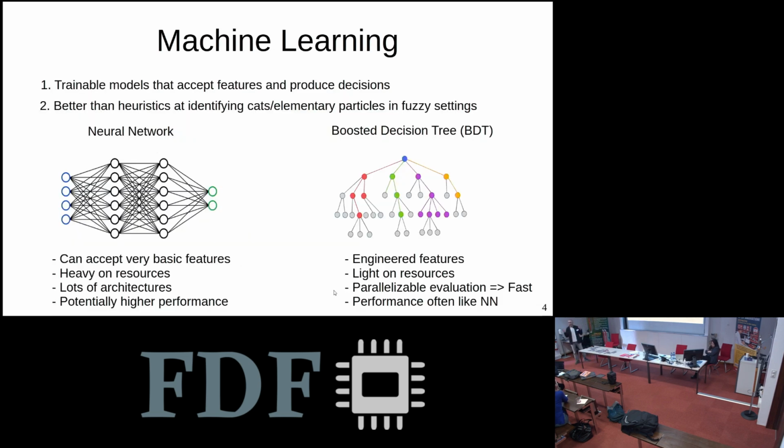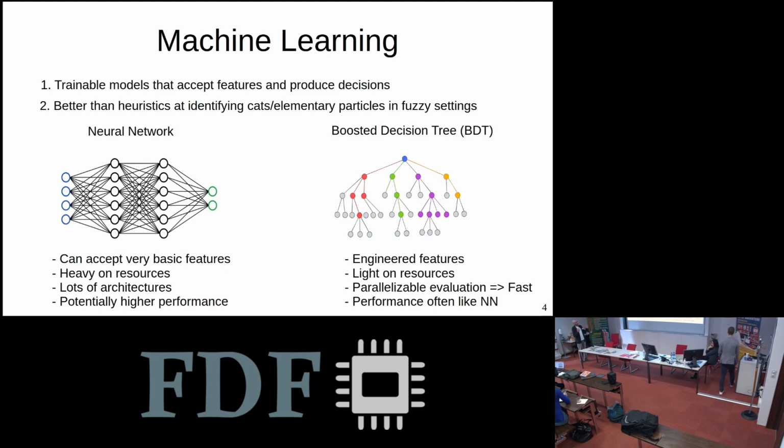So the people who are familiar with machine learning look at the picture in the previous slide, and it screams machine learning, because it's probably more performant than anything heuristic-based. First of all, I don't know if anyone didn't yet understand what machine learning is: those are trainable pieces of computer code that accept features, and they produce decisions based on those features. And they are usually better than heuristic algorithms at identifying objects in fuzzy settings, like cats in images or particles in the noisy environment of the Atlas experiment.